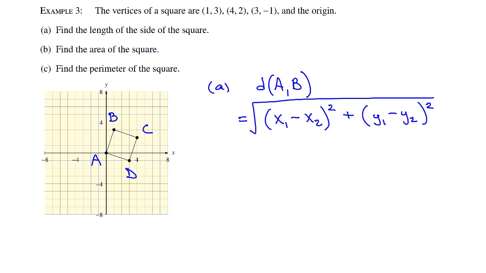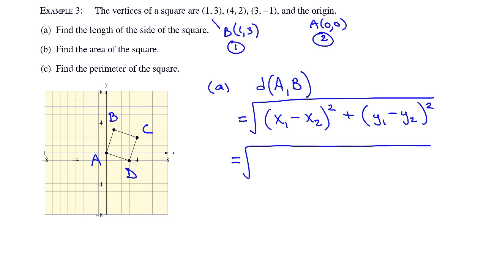Now A is the origin, so all the points we're going to put in for A are zeros, and B is the point (1, 3). I'm going to let B be the first point and A be the second point. So that gives me a distance equal to the square root of the x-coordinate from B, which is 1, minus 0 squared, plus the y-coordinate for B, which is 3, minus the y-coordinate from A, 0, squared.